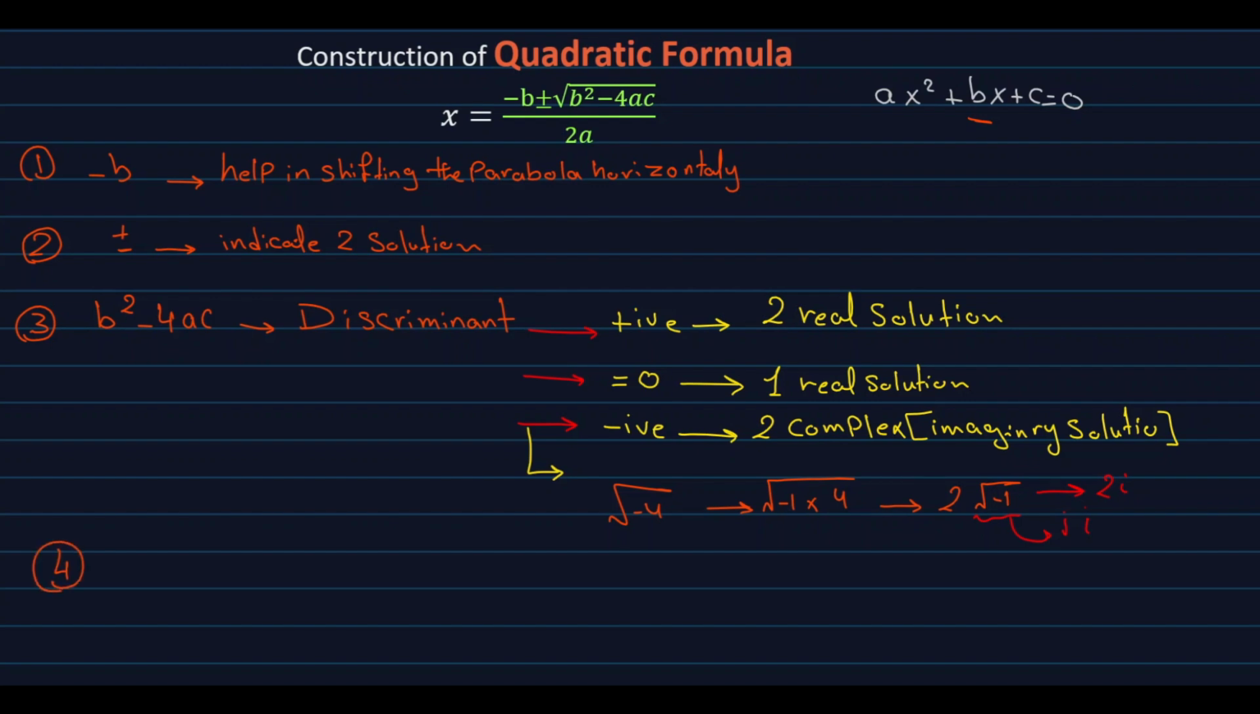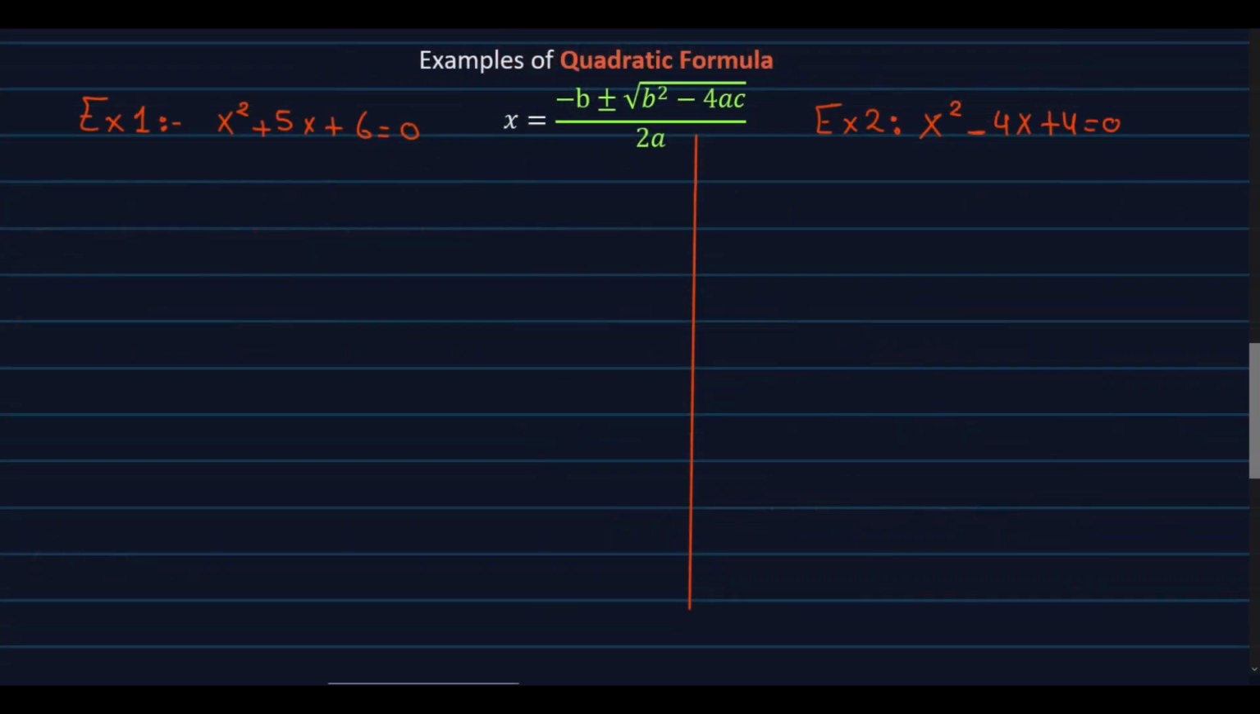Number 4, which is the 2a, and the last thing in the construction of the quadratic formula, is twice the coefficient a in your equation, and it's used to scale the solution appropriately. So it's related more to graphing the equation. It ensures that the solutions are correctly positioned on the x-axis. And that's it for the construction of the quadratic formula. Next, the examples of using the quadratic formula.